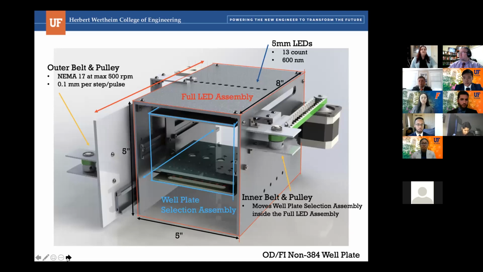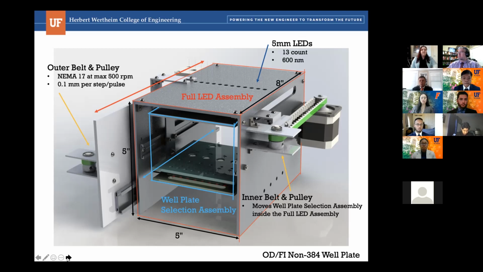Our next chamber measures 6, 24, 48, 96, and deep 96 well plates. We want to make sure our light source is hitting the center of each well to increase the precision of our measurements. To achieve this in one system for various well plate sizes, we had to integrate an inner well plate selection assembly. As you can see in the image, the system within the red box moves along the outer belt and pulley system in the same fashion as the 384 well plate system did.